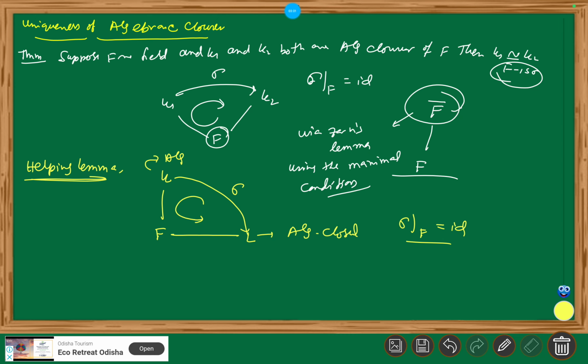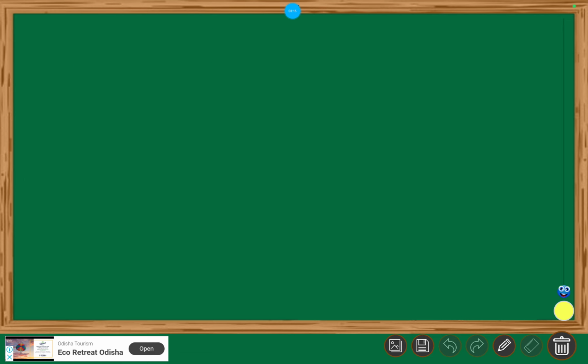Okay, so let us try to prove it. Here also we use this very interesting Zorn's lemma. So how to prove it? Suppose we consider the collection of pairs E comma sigma such that E is an intermediate extension, that is K over E over F, and sigma is from E to L such that sigma restricted at F is identity.